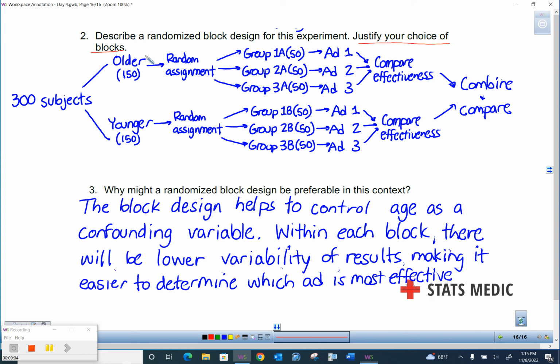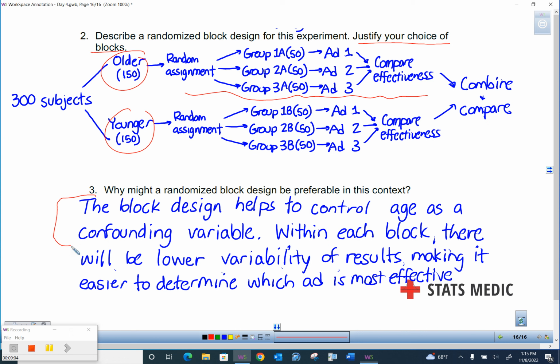Okay, no matter what you have here, your next section should look roughly the same. Random assignment, going to the 3 groups, compare them, and make sure your last step at the end of these randomized block designs has combine and compare. Okay, in this case, the block design helps control age as a confounding variable. Again, you may have thought about something that wasn't age that might also be confusing the causation here.